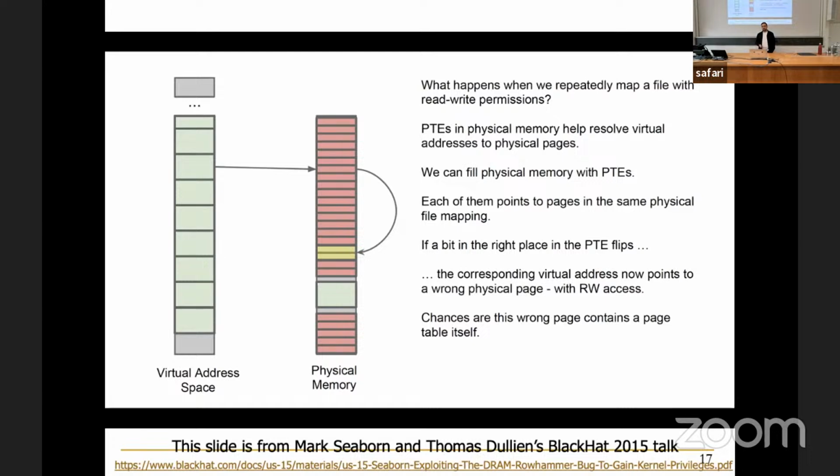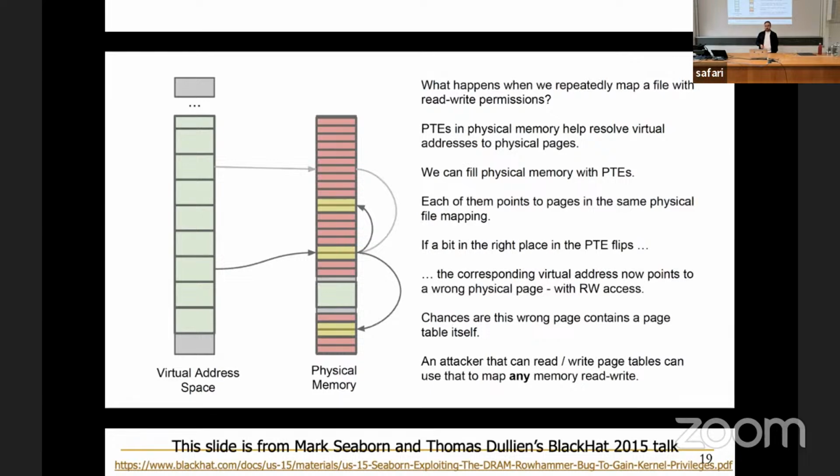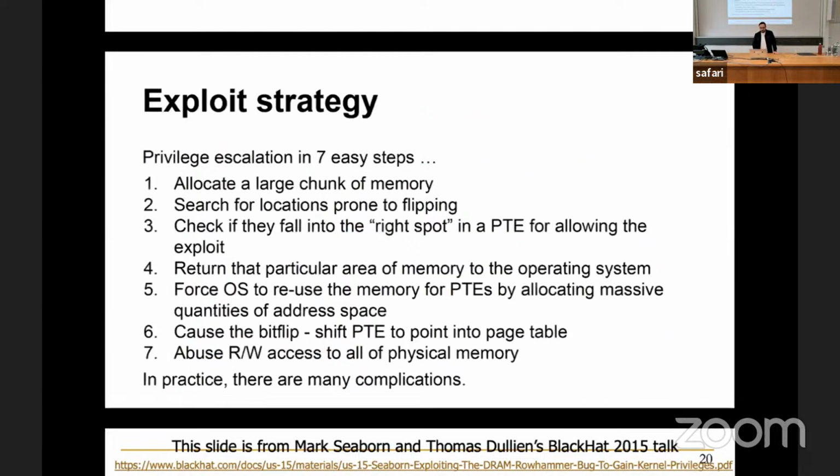So what you do later on, you access the other virtual page. And then this points to this page table because it thinks that there is the original page table there. And then since you altered the information inside this, you can access an arbitrary location and you can write the whole memory. And then by doing that, you can actually take over the system. So this is just the summary of what they did. They allocate a large chunk of memory, search for locations prone to flipping.